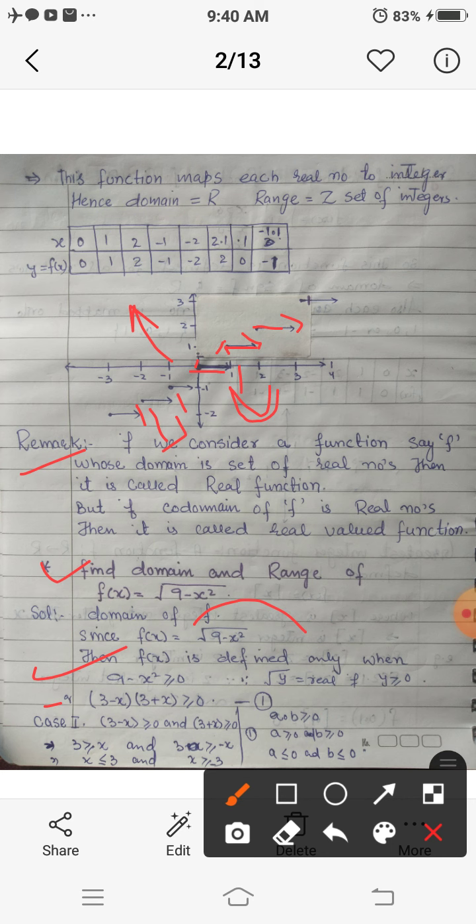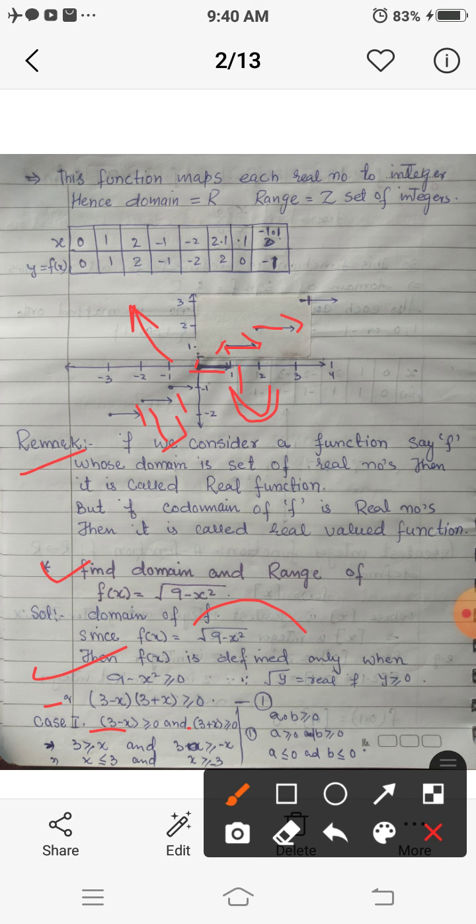Now we have two conditions. One, both are positive because positive into positive is positive. That is 3 minus x is greater or equals to 0 and 3 plus x is greater or equals to 0. Here we have "and", because if one is positive, second should be positive because their product is positive.